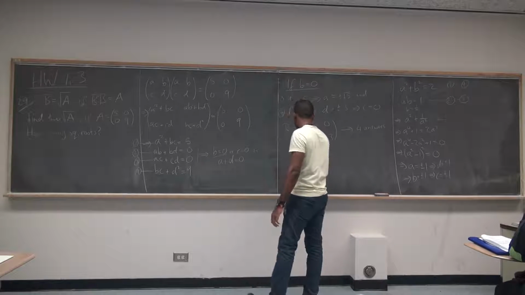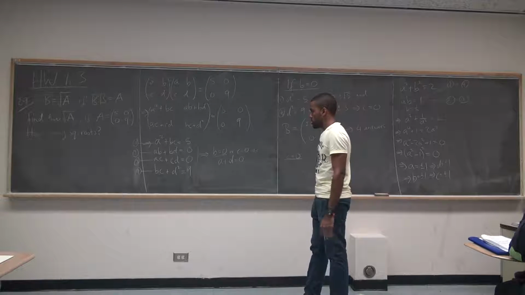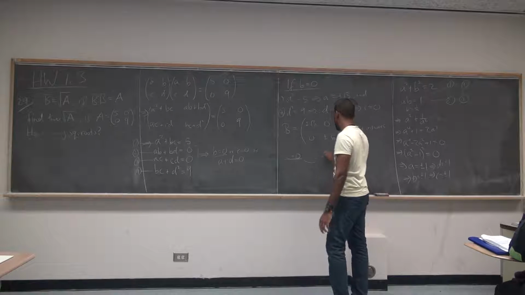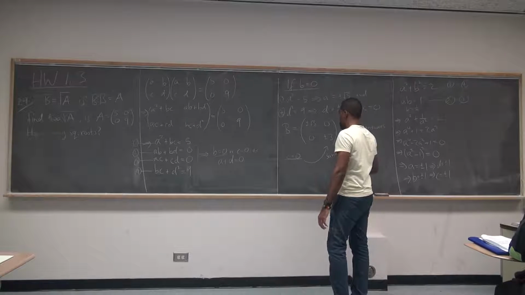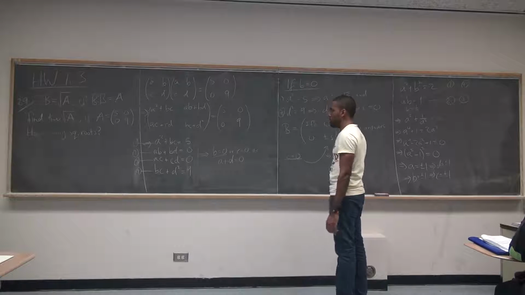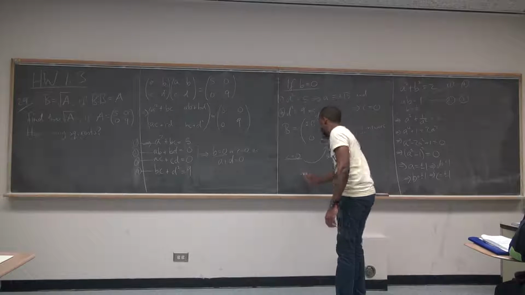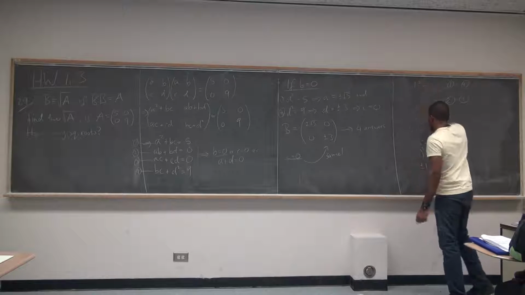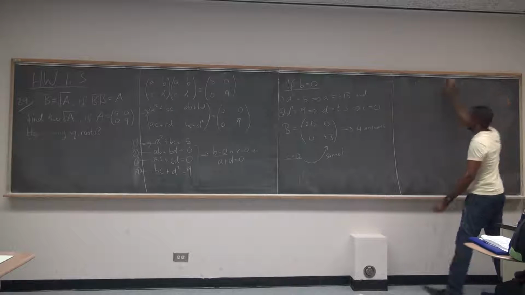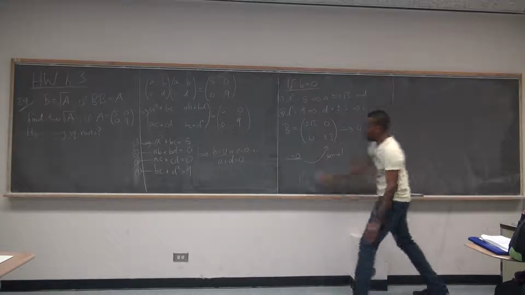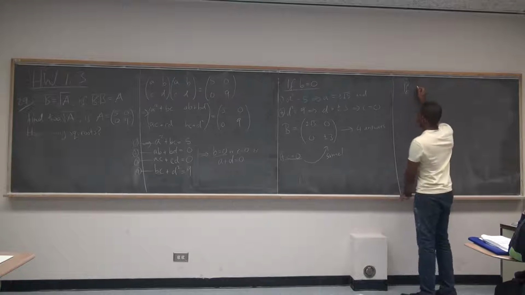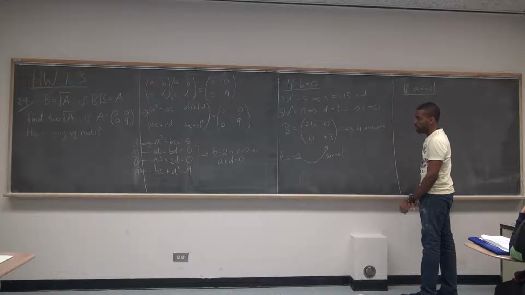What about if C equals 0? The same, right? Same. So let's do the last case: if A is equal to negative D, what's the consequence of that?